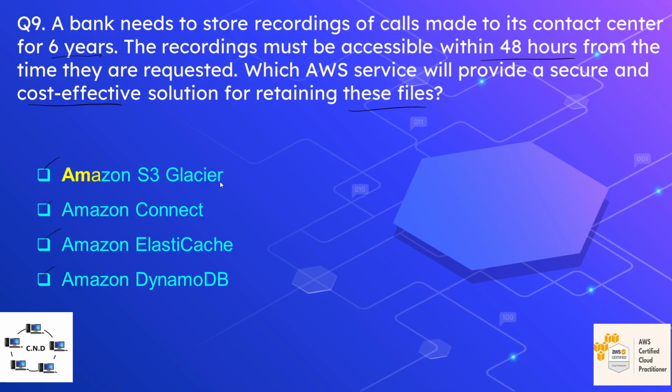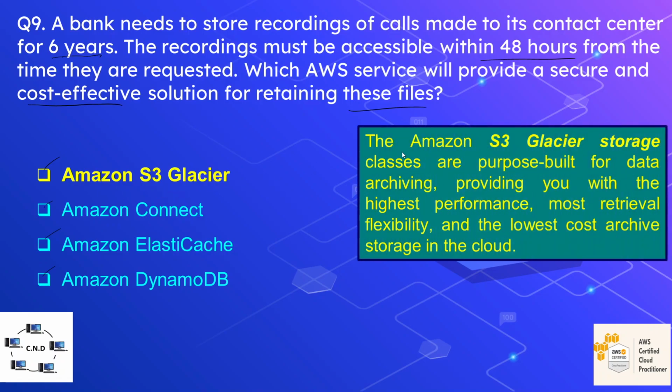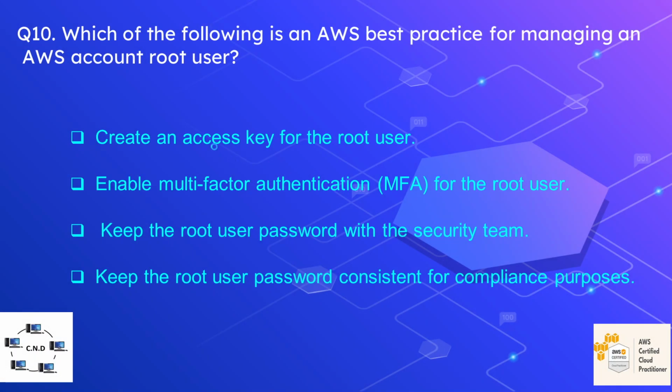And the correct option is Amazon S3 Glacier. The Amazon S3 Glacier storage classes are purpose-built for data archiving, providing you with the highest performance, most retrieval flexibility, and the lowest cost archive storage in the cloud. As the name indicates, Glacier is basically cold storage where you store your data for a longer duration, such as in this case for 6 years.